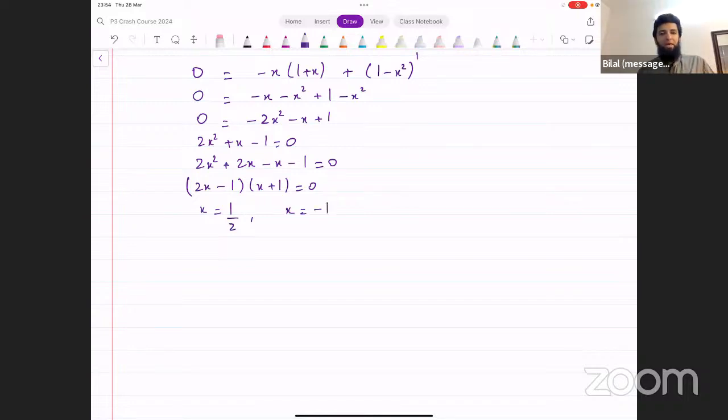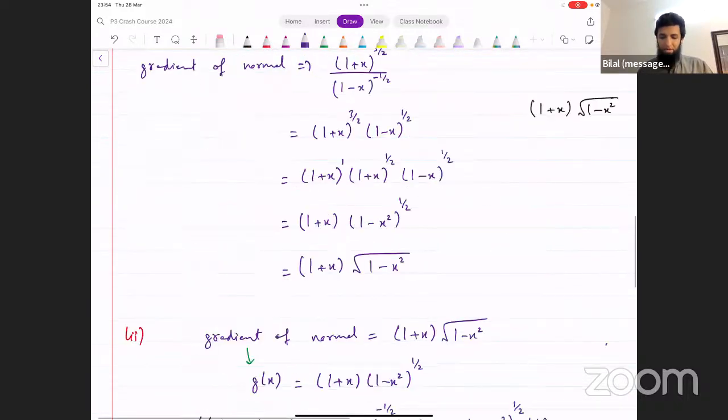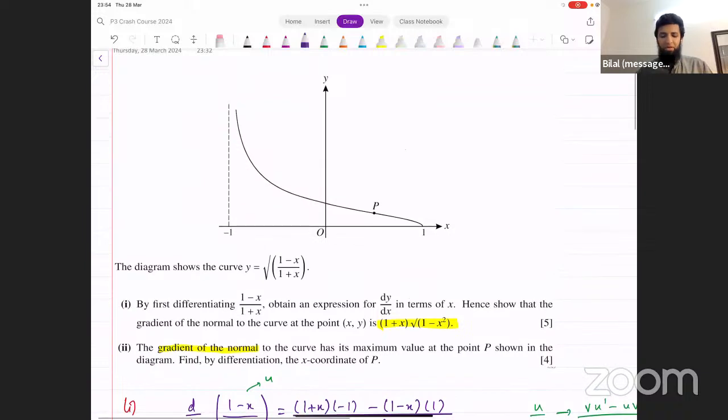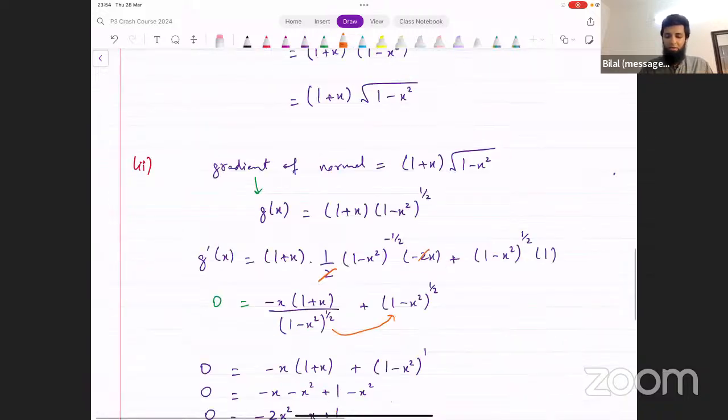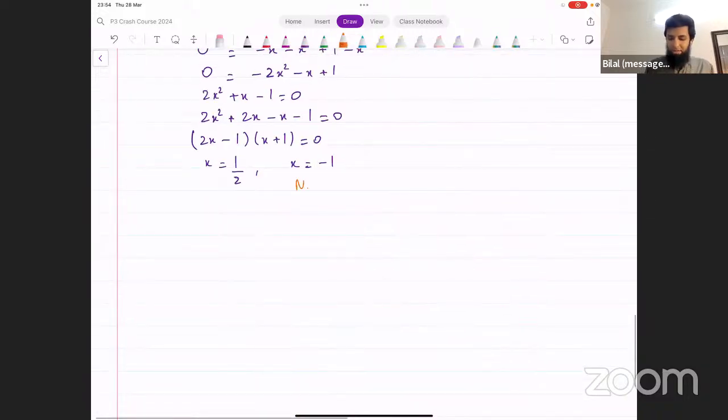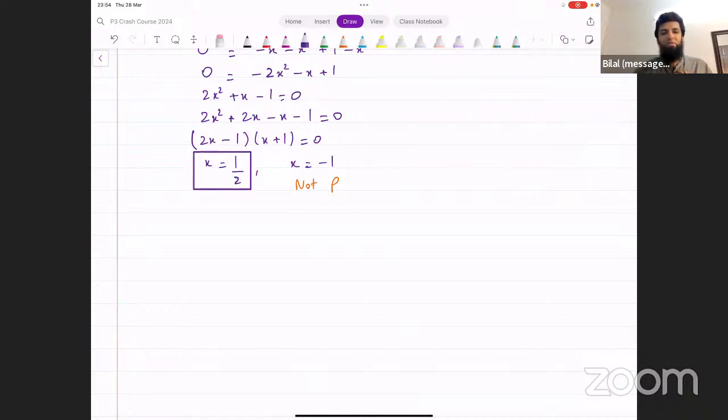Now we were looking for the x coordinate of the point P. We can see on the diagram, P is on the right side. So the x coordinate of P is supposed to be positive. It cannot be negative. So this is not P. That's not what we want. The x coordinate of P is 1/2. And that is what we were looking for.